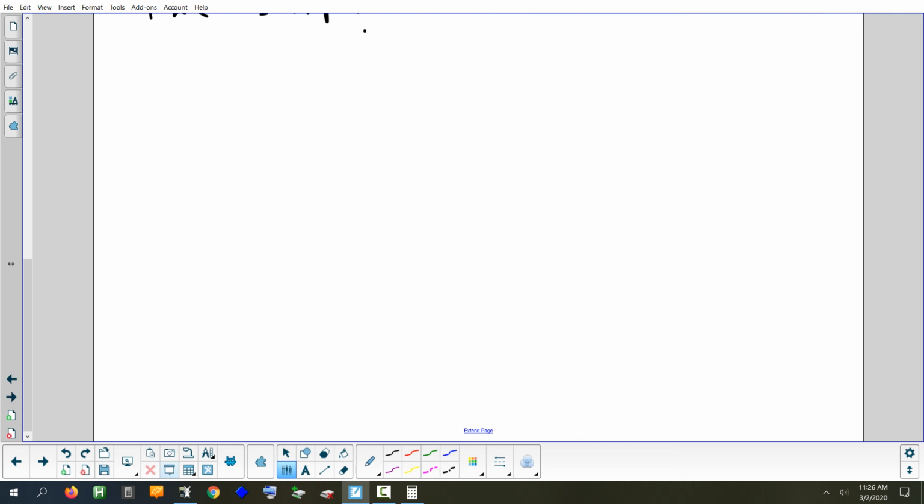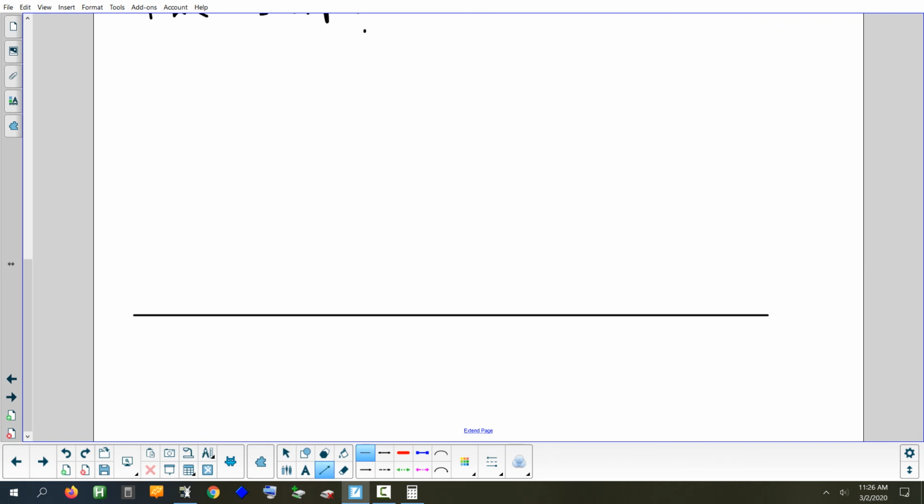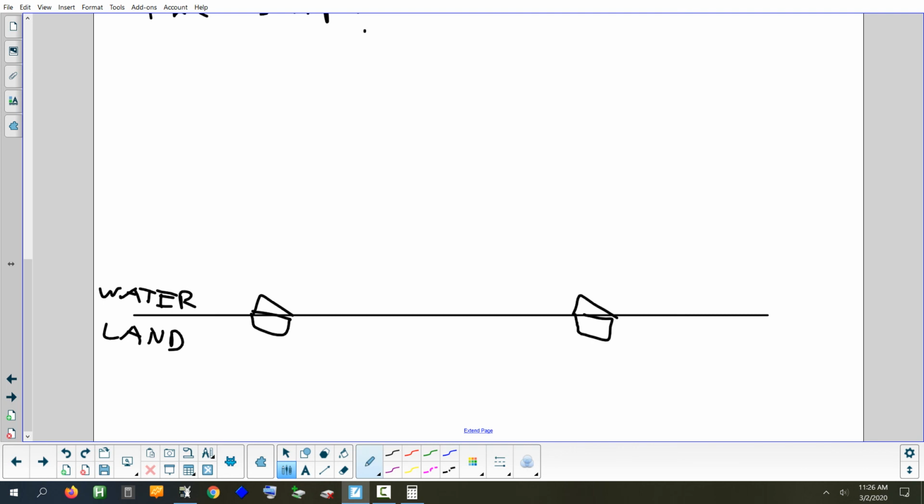So we've got, basically, Coast Guard station is on land, hopefully, and the boat is out in the water. So that's going to be land. That side will be water. Here's our two Coast Guard stations. What did they tell us about them? 120, what was it? Miles.